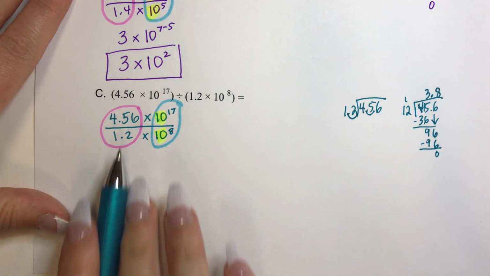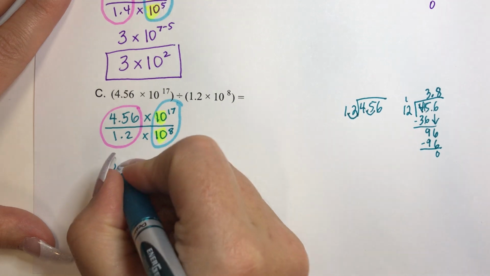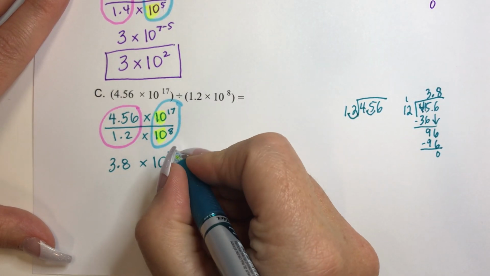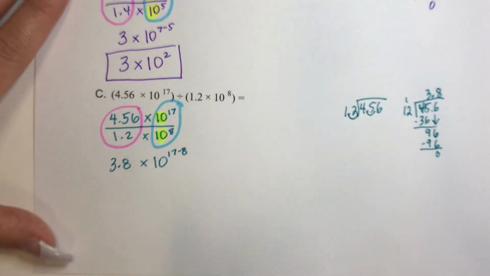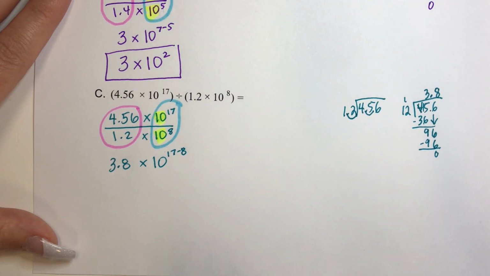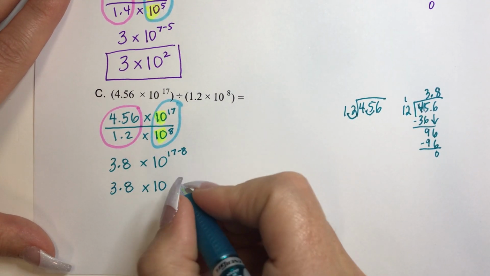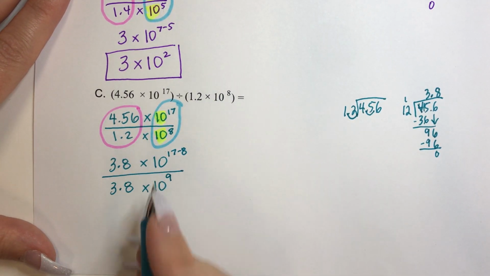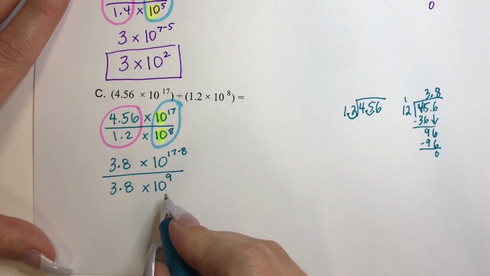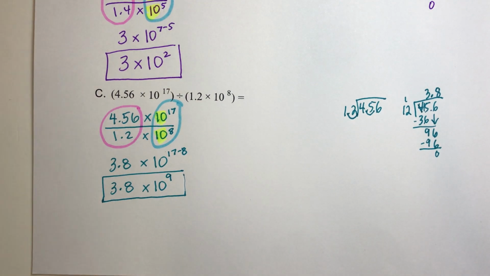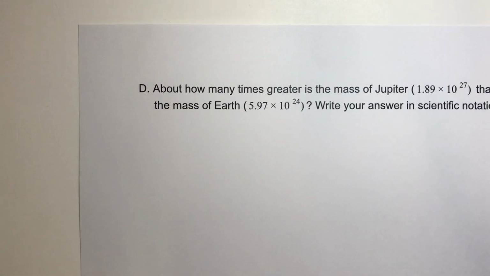Okay, so this is 3.8 times 10 to the 17 minus 8. And I want to see all of this work. Whoops, sorry about that. So we end up with 3.8 times 10 to the 9th power. And this number is between 1 and 10. And this is a power of 10, so we know that we have our answer in scientific notation. Woohoo! All right, let's go ahead and look at how this is applied in a couple different story problems.